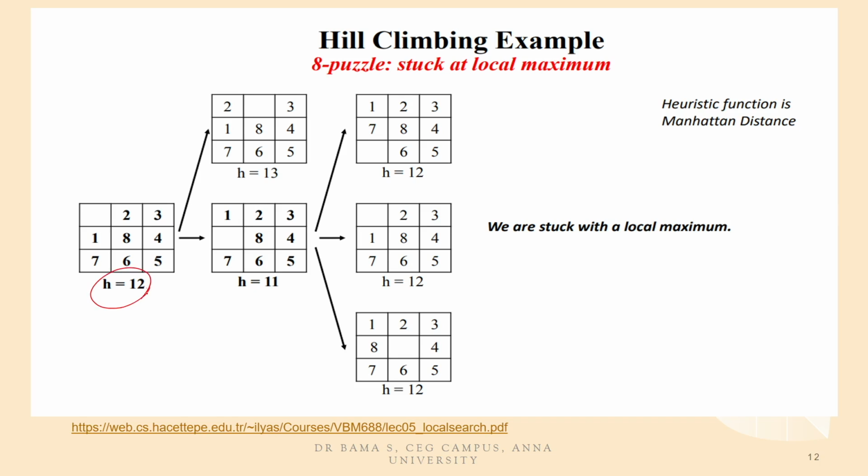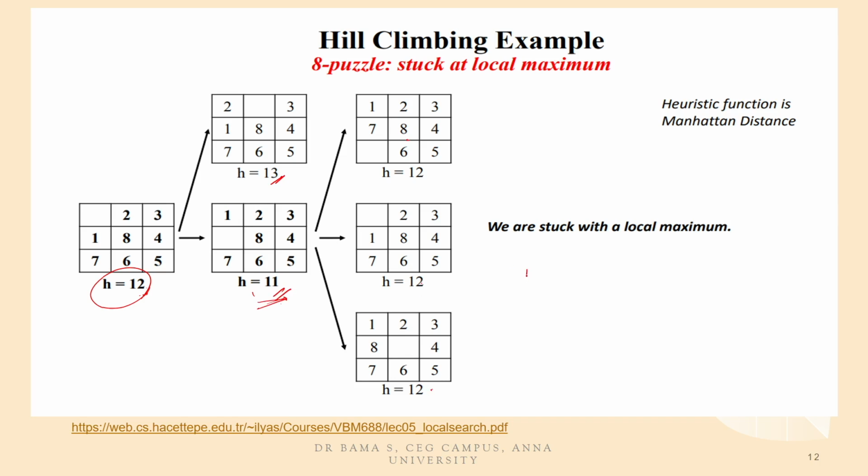Now, hill climbing will not work in some cases. So, this is again a similar example where hill climbing will not work. Take for instance this point, where h is equal to 12. Now, when we move up or down, it is going to be 13 and 11. So, you take this path, this is the minimum, and from 11 you again get 12, 12 and 12.